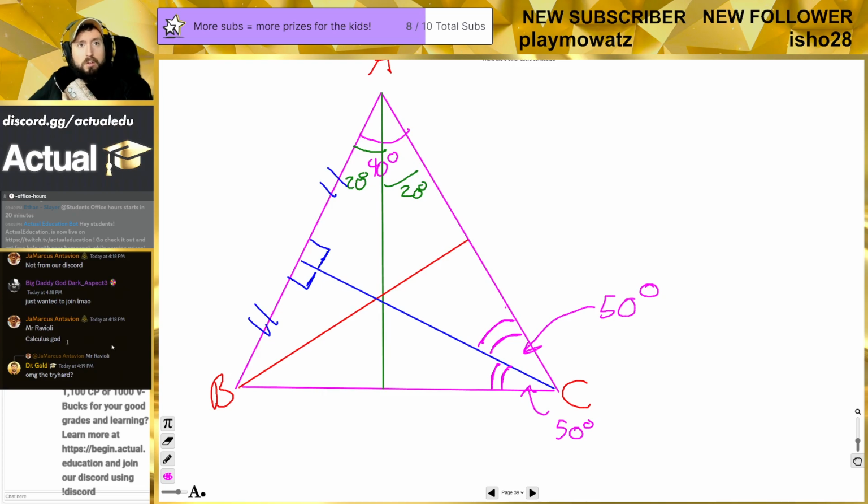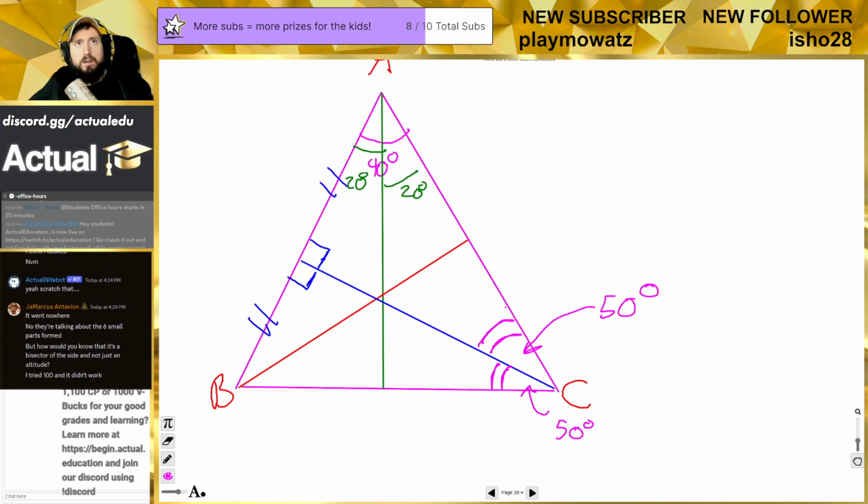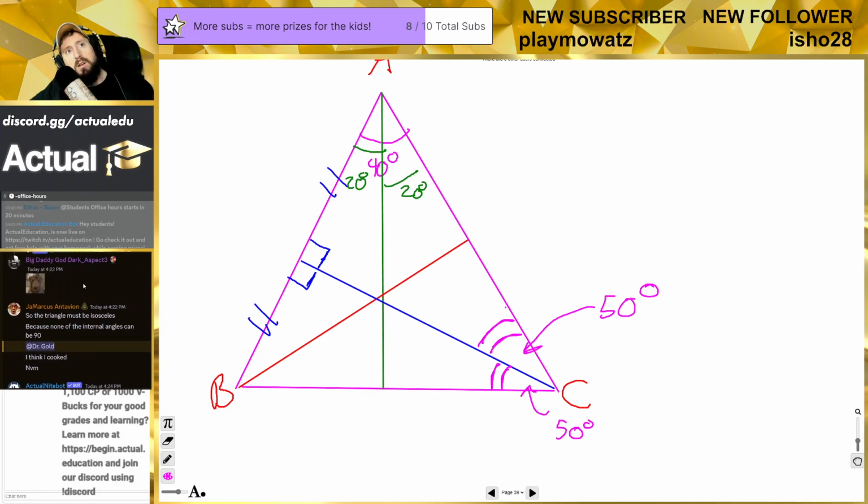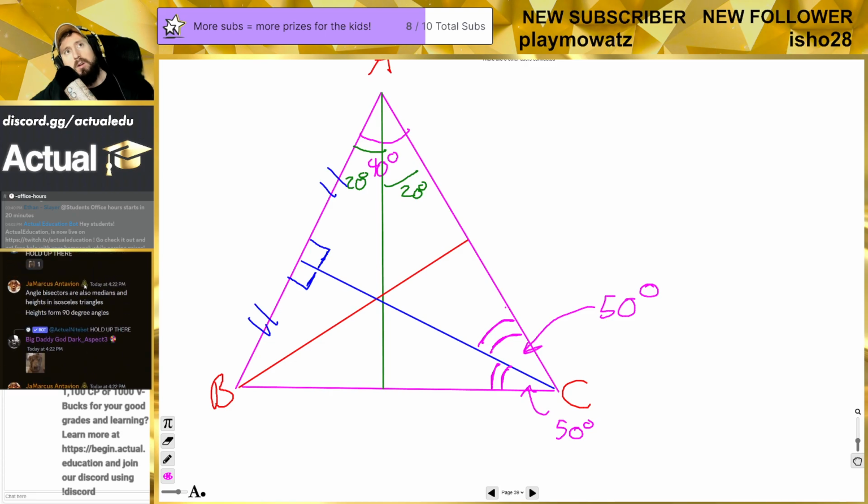I forgot to scroll in Discord chat. Oh, my bad. Sorry. Oh, I did. Yeah, I had it. Angle bisectors are also medians and heights in isosceles triangles. Heights form 90-degree angles. Oh, yeah, my bad. Okay.